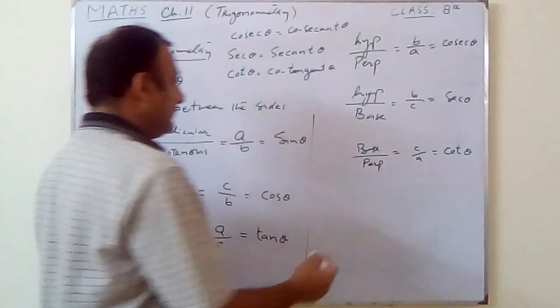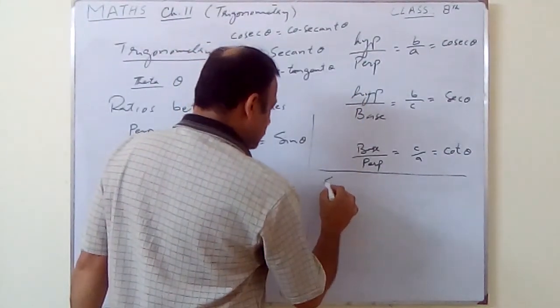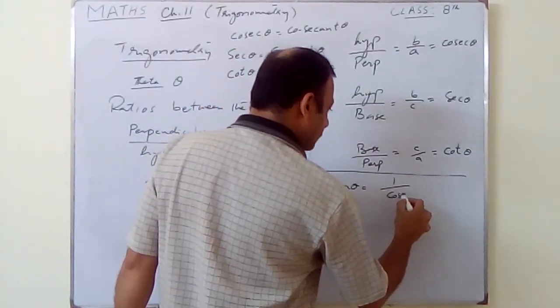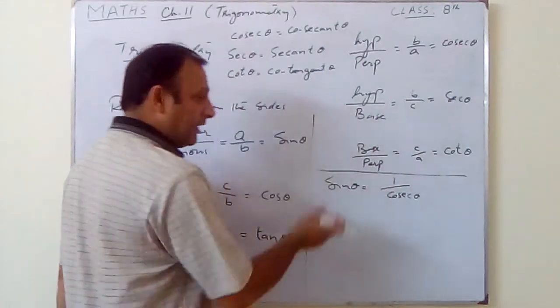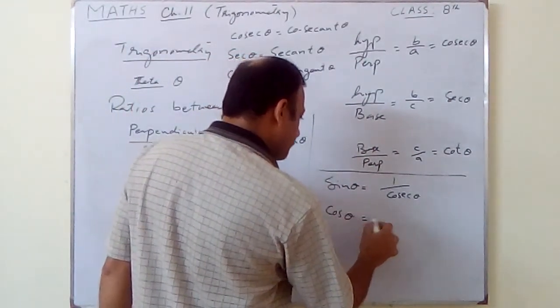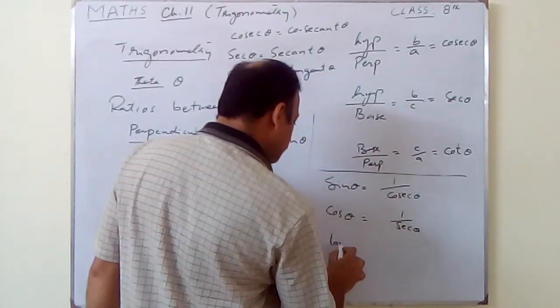And one more thing: sin theta is the reciprocal of cosecant theta and vice versa, and cos theta, and tan theta.